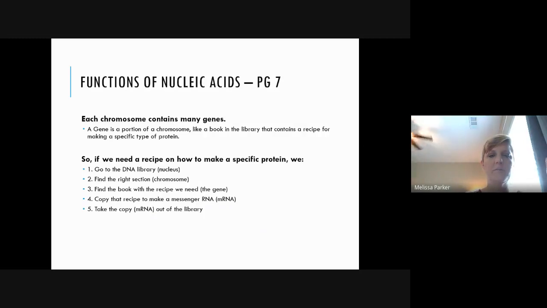So each chromosome contains many genes, and a gene is a portion of a chromosome, like a book in the library, that contains a recipe for making a specific type of protein. So each gene, or book in the recipe, tells the body how to make one protein, which we learned last week. So if we need a recipe on how to make a protein, we need to.